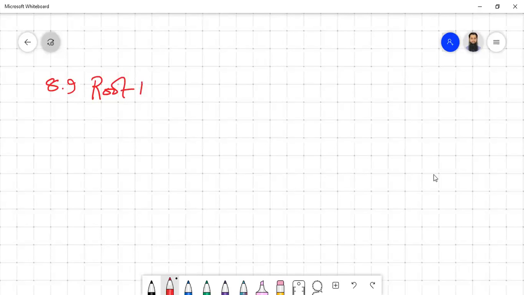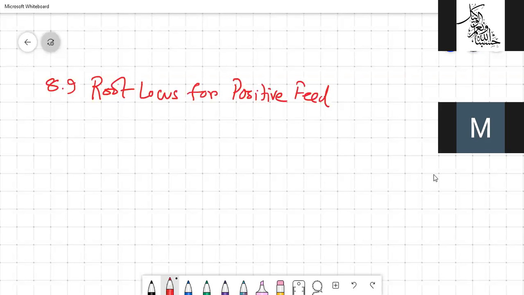Because in real life, most systems actually have negative feedback, this is just to know how to approach the system. We are just introducing the topic: root locus for positive feedback system.